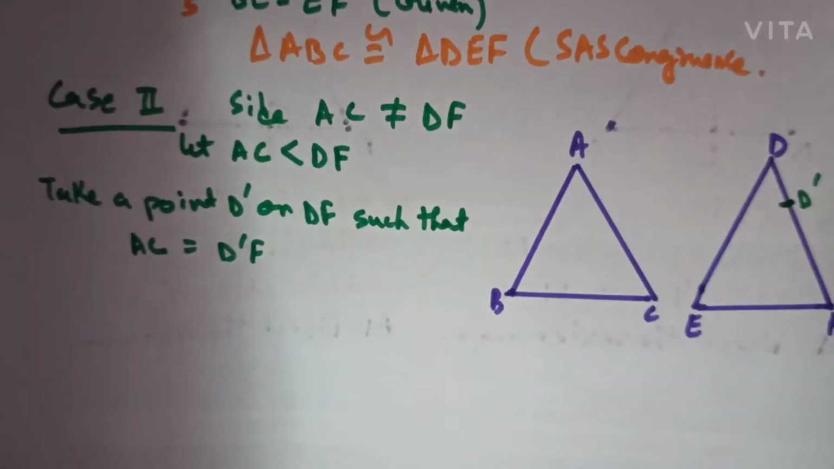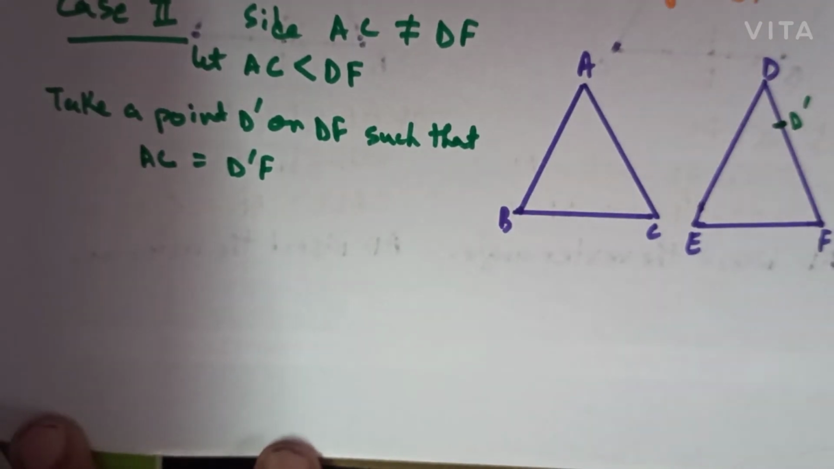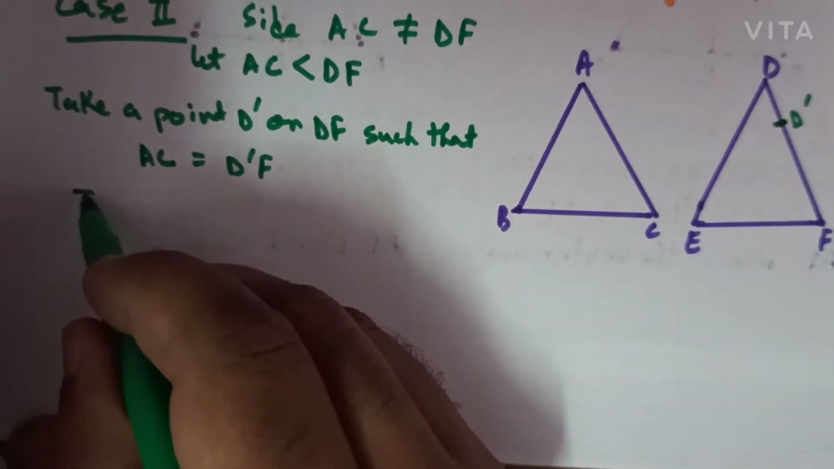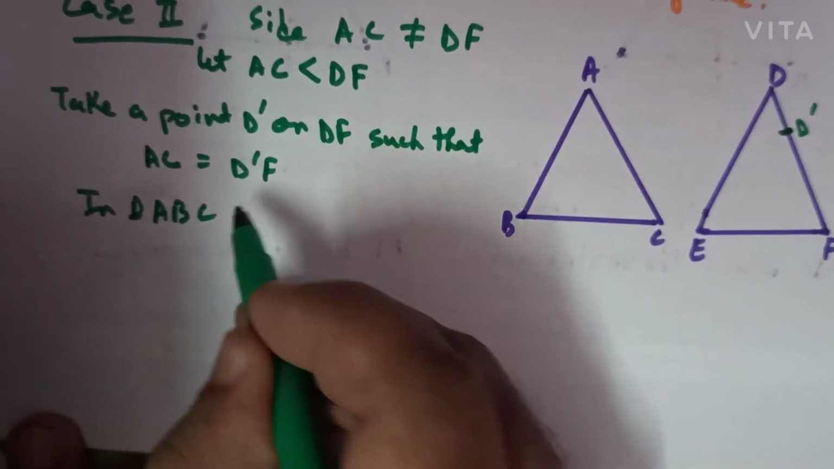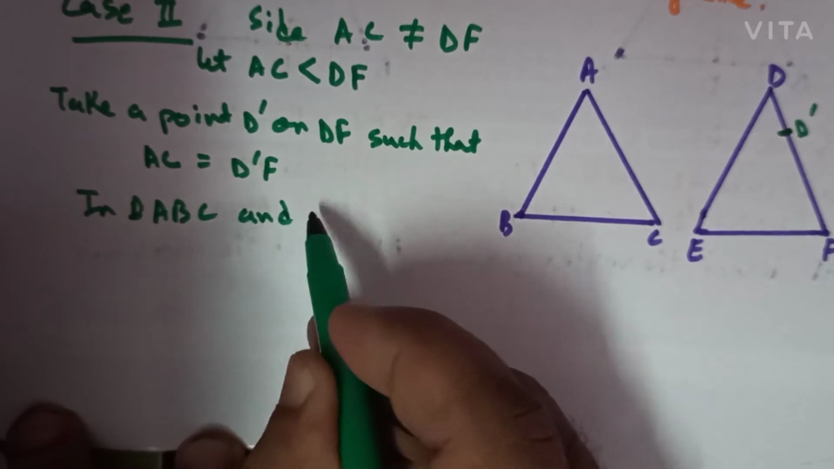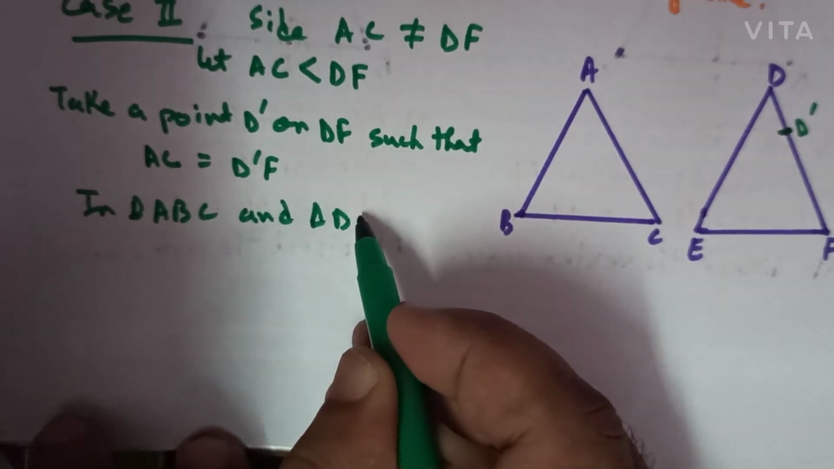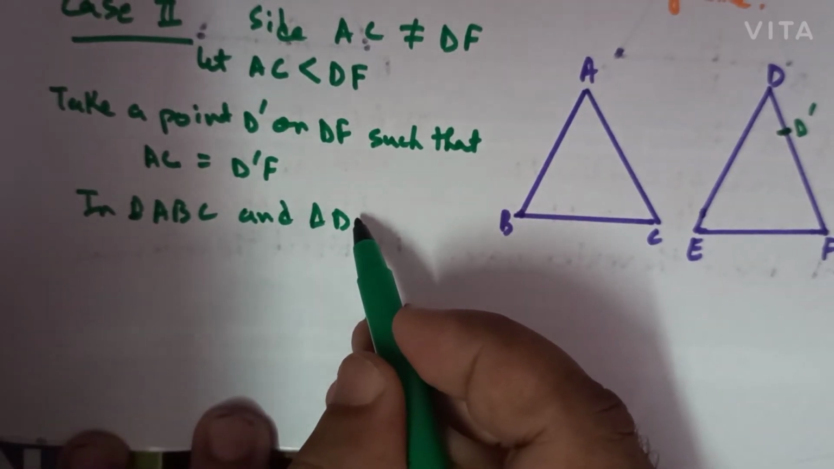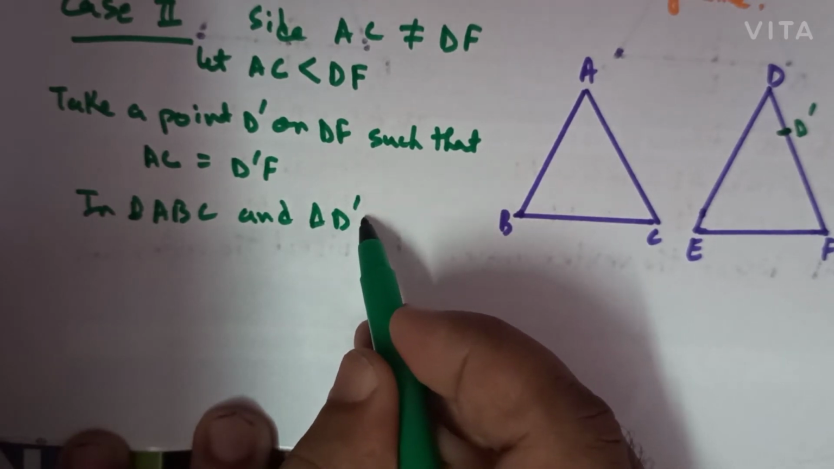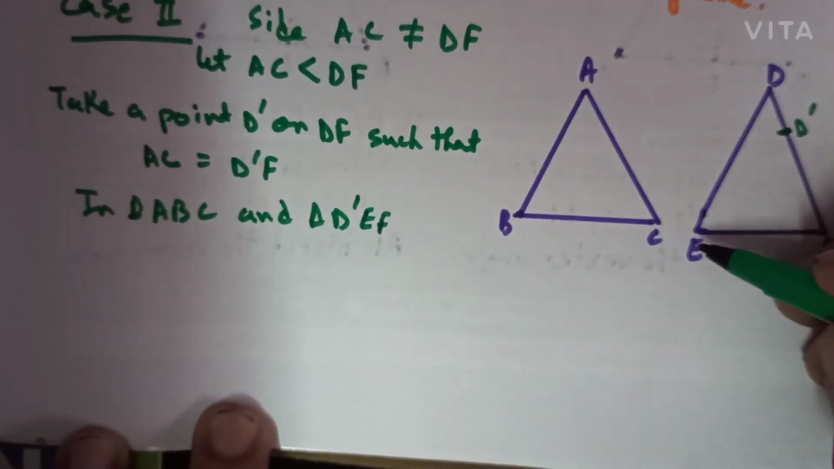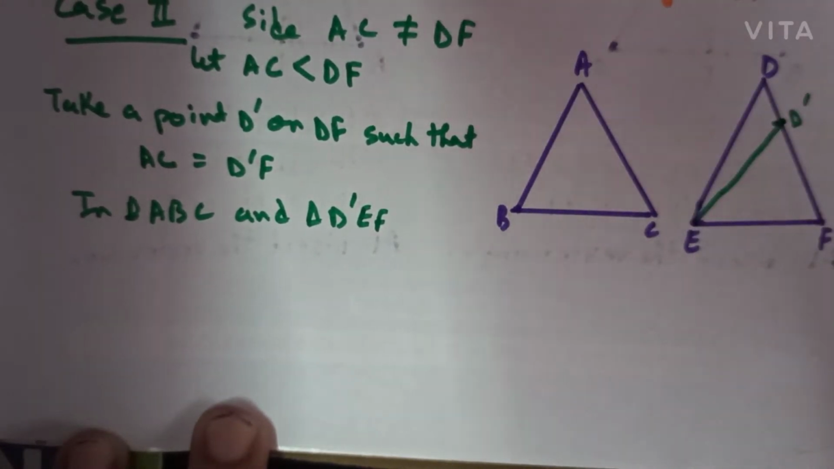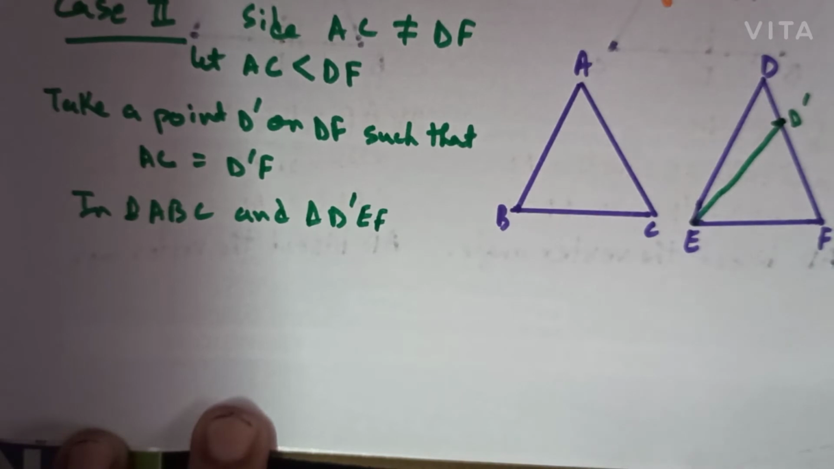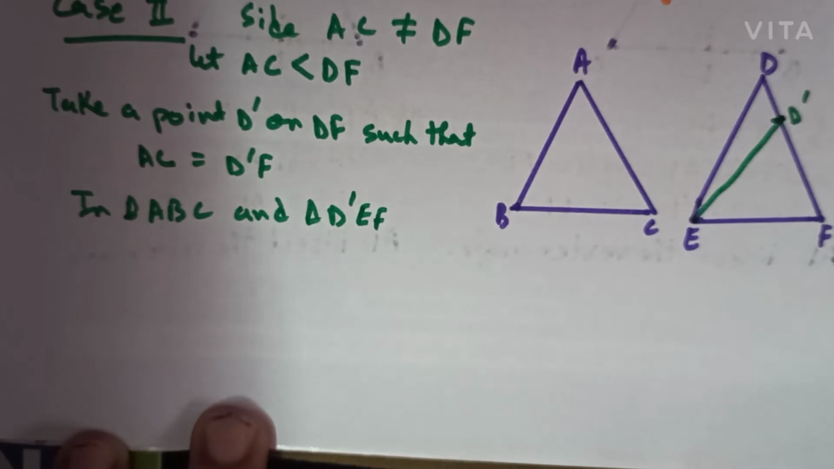Okay, now we will start with triangle ABC and triangle D dash EF. If we join D dash with E, we have formed another triangle D dash EF. So ABC and D dash EF are the two triangles we are taking.